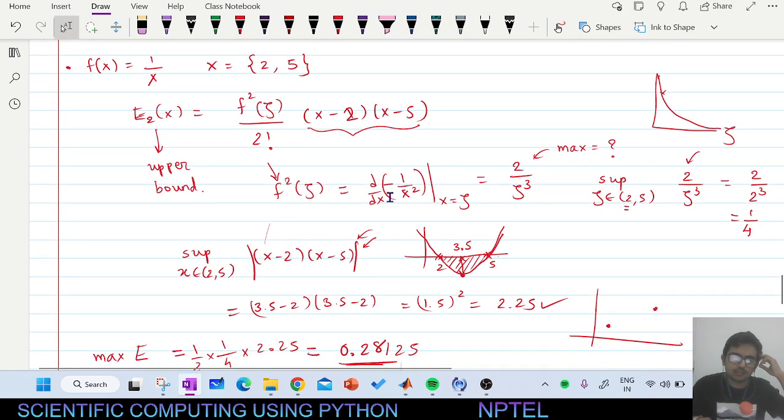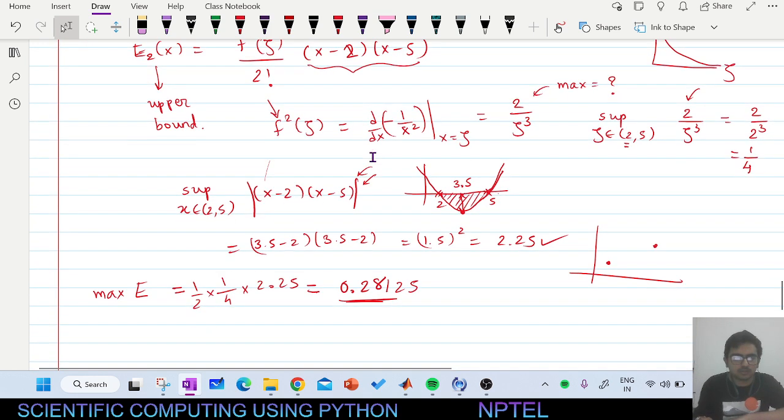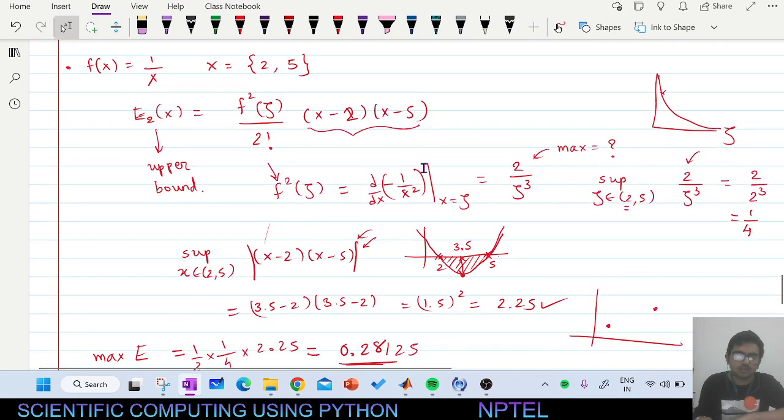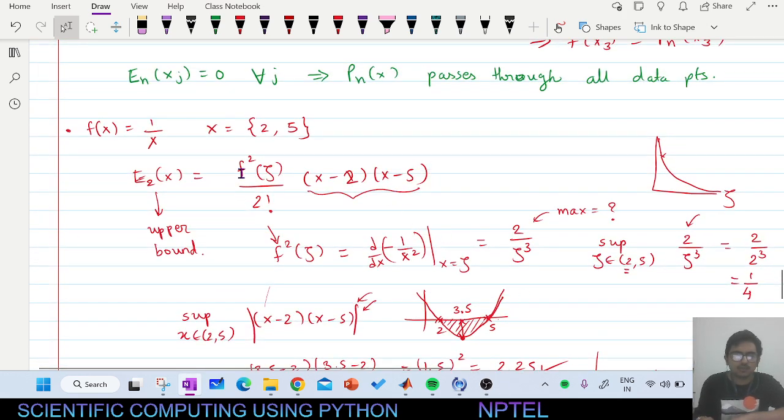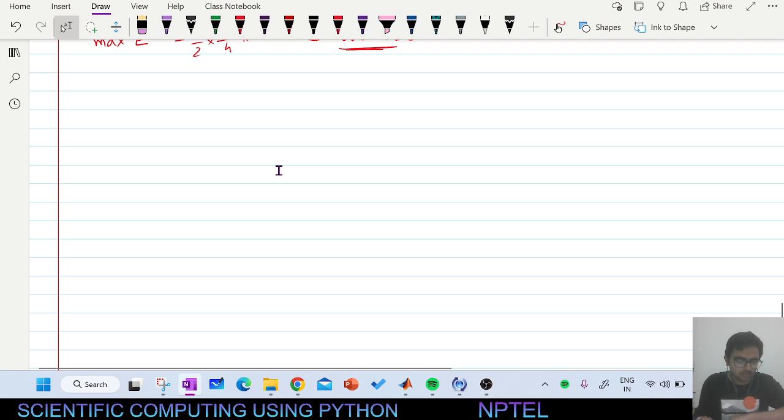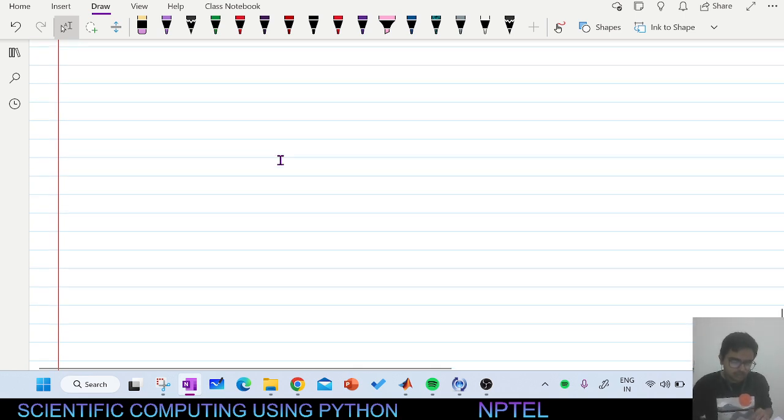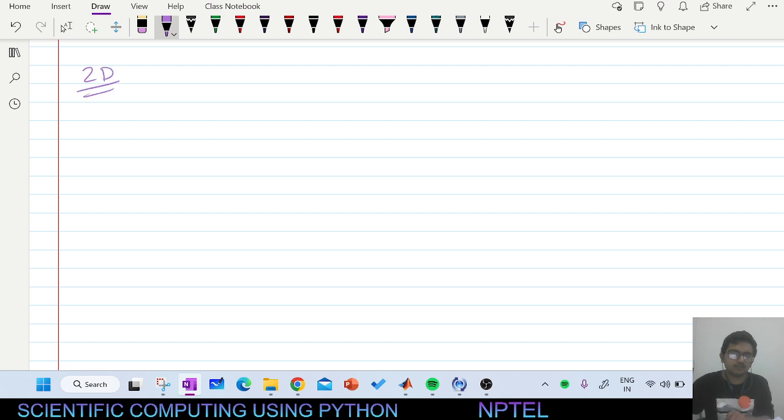The reason I did the same problem, and the reason I'm asking again, is that it's very likely that you get a similar question in the exam also, in NPTEL or in your own college course. So you should be ready to do these kind of small calculations. Alright, and then the professor showed the code. We'll do the coding later, and you can do the same thing in 2D also, right?